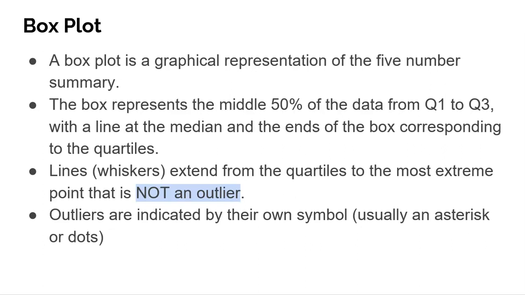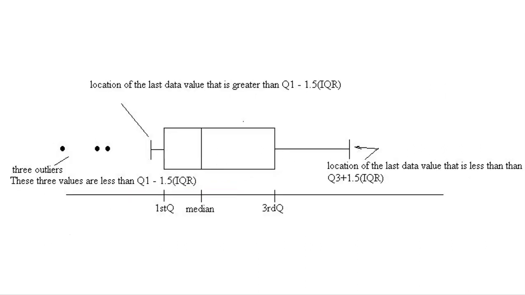Lines, or whiskers as they're typically called, extend from the edges of the box to the most extreme points that are not outliers. If you have an outlier, we mark those with an asterisk or a dot, some special symbol to signify that they're outliers. And then your whisker, the lines outside the box, go to the next value that was not an outlier. Hopefully that makes sense. So let's take a look at a box and whisker plot right here.